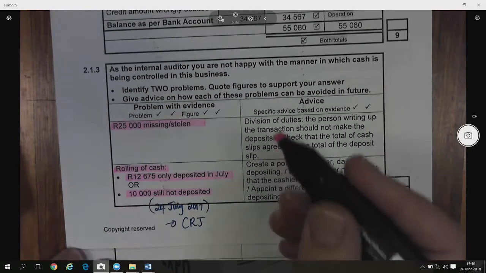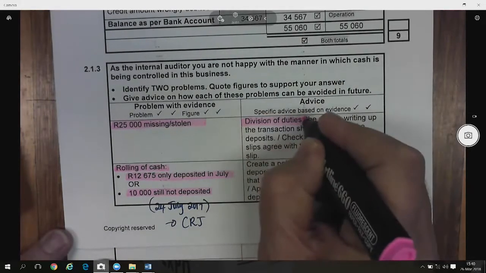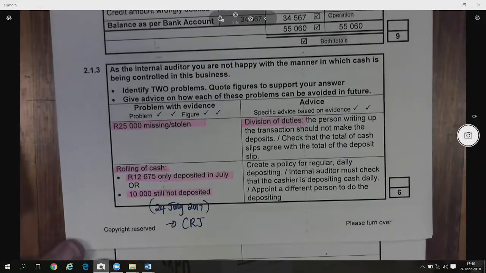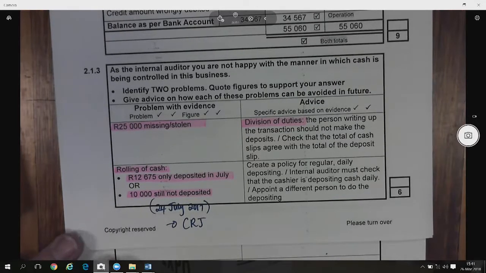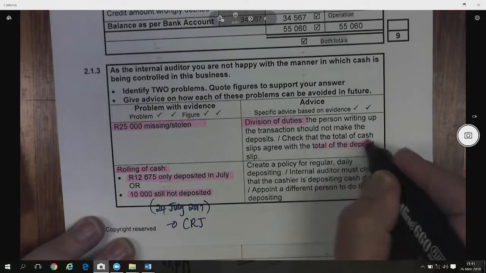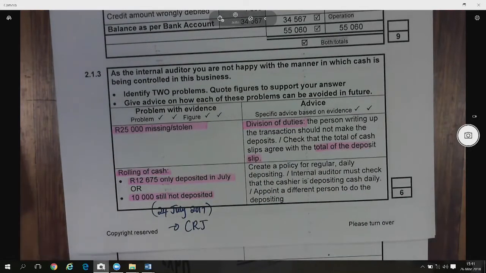Advice on the two problems: division of duties, always division of duties. The person writing up the transaction should not make the deposits. Check that the total of cash slips agree with the total of the deposit slips. That means that whatever you put in the CRJ must go to the bank. So it must be equal to the total of the deposit slips, and that 25,000 Rand just disappeared and we never take it to the bank.